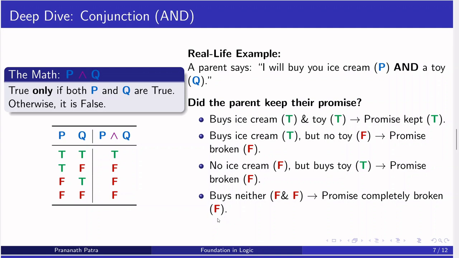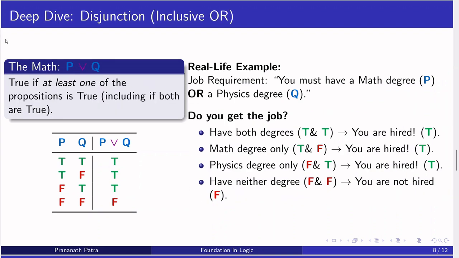Next up, disjunction, or inclusive OR, written as P ∨ Q. This one is much more generous. OR is true as long as at least one of the propositions is true, including the case where both are true. Think of a job posting that says you must have a math degree or a physics degree.